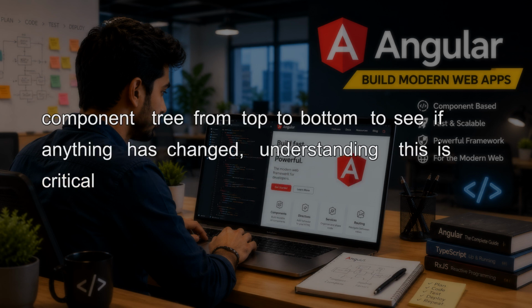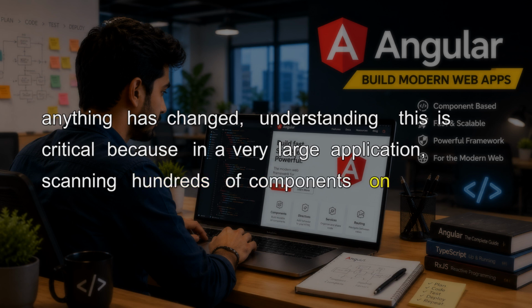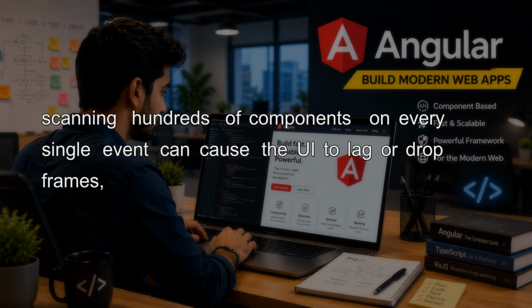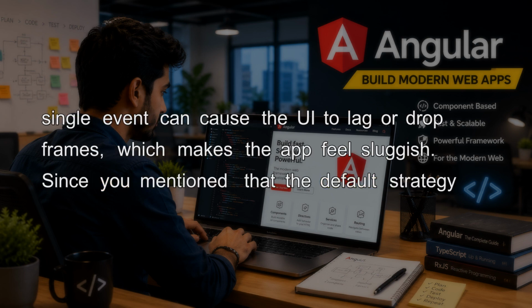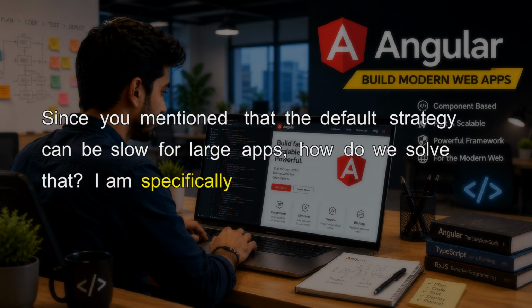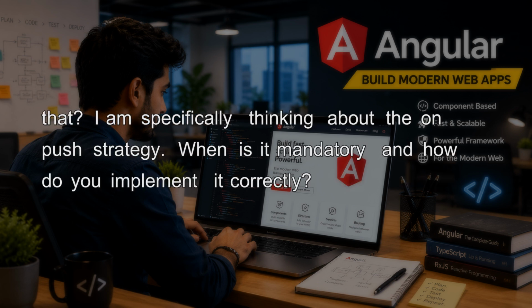Understanding this is critical because, in a very large application, scanning hundreds of components on every single event can cause the UI to lag or drop frames, which makes the app feel sluggish. Since you mentioned that the default strategy can be slow for large apps, how do we solve that? I'm specifically thinking about the OnPush strategy. When is it mandatory and how do you implement it correctly?